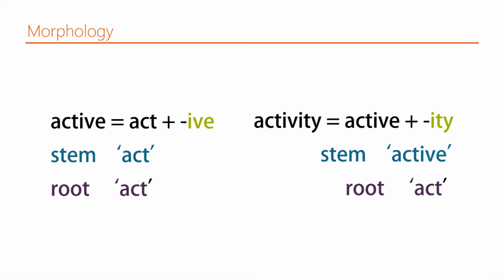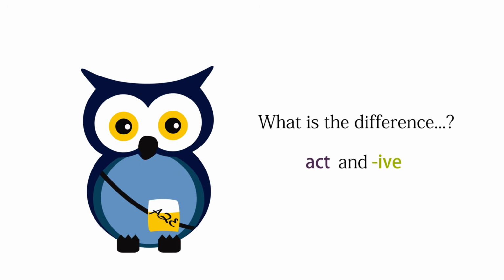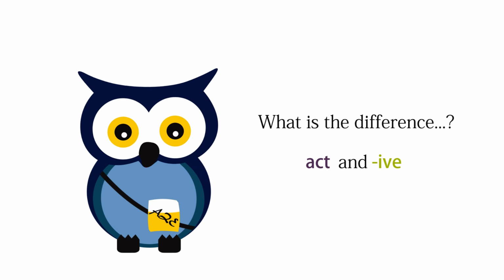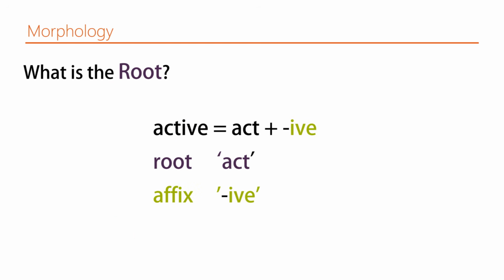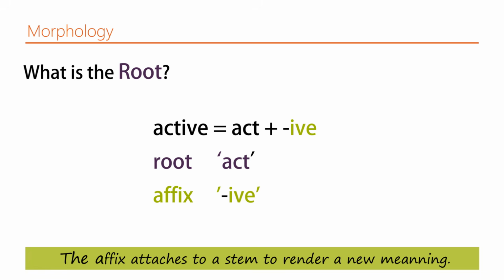This is probably the most clear example because it also clarifies the difference between root and affix. So you might say, what is the difference between "ive" and "act"? So you might ask, why do we say "ive" is the affix and "act" is not the affix? So why don't we say "ive" is the root and "act" is the affix? Because if you look at the meaning of "active", the core meaning of "active" is about "act". It's not about "ive". "Ive" by itself doesn't have any meaning. It's just added to a stem to render a new meaning.